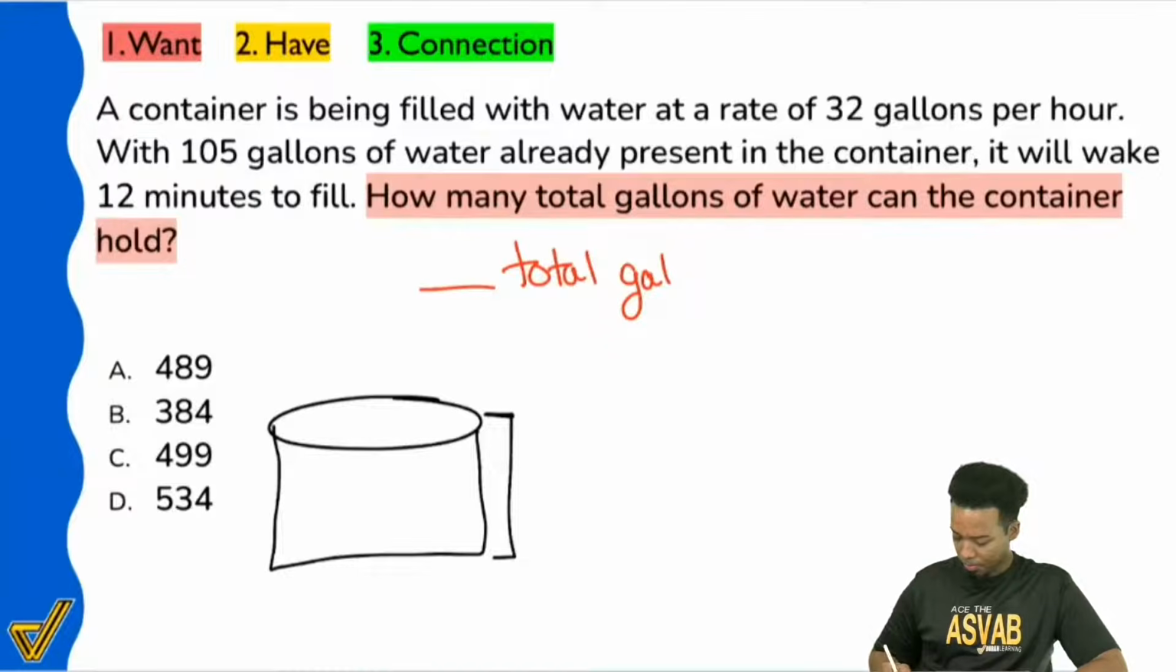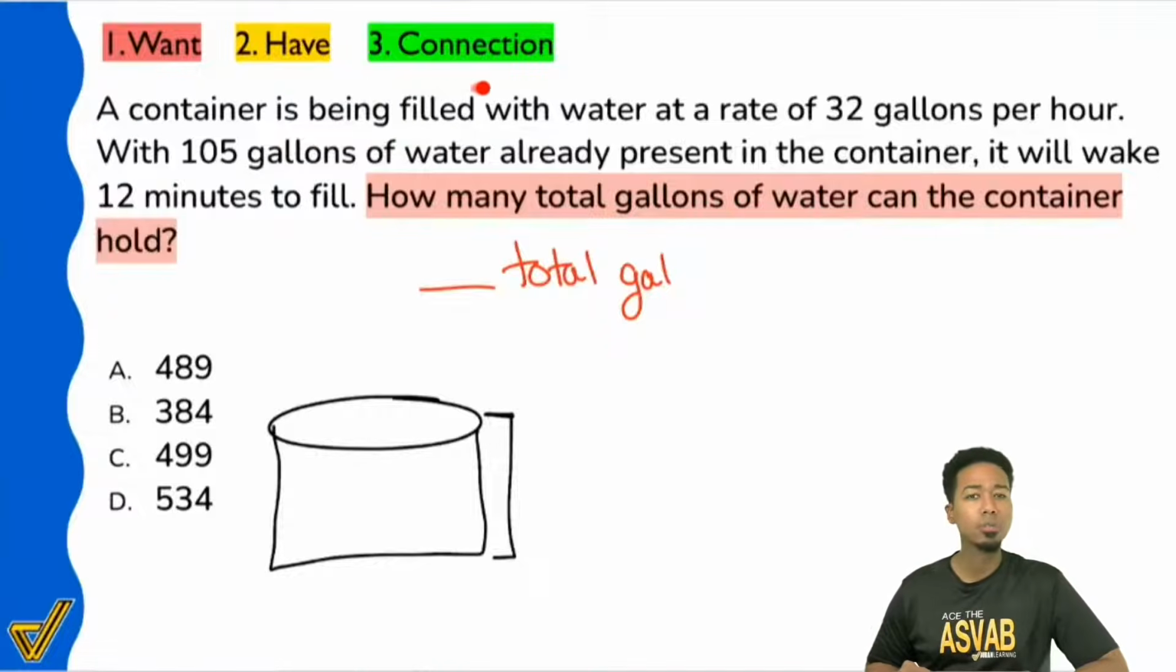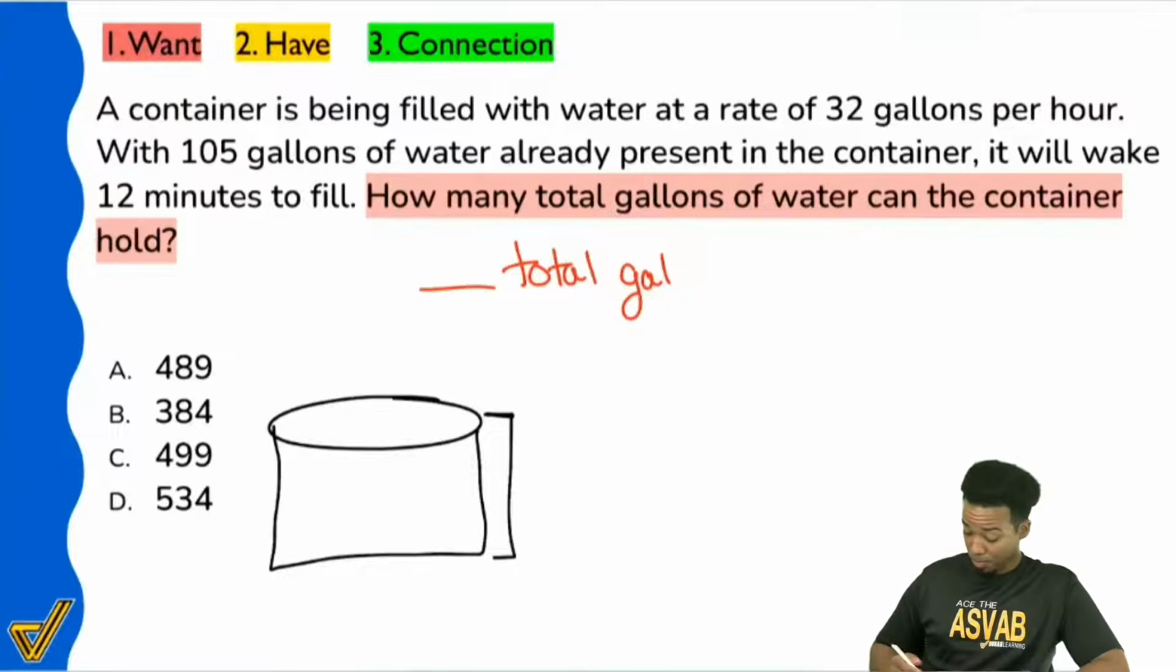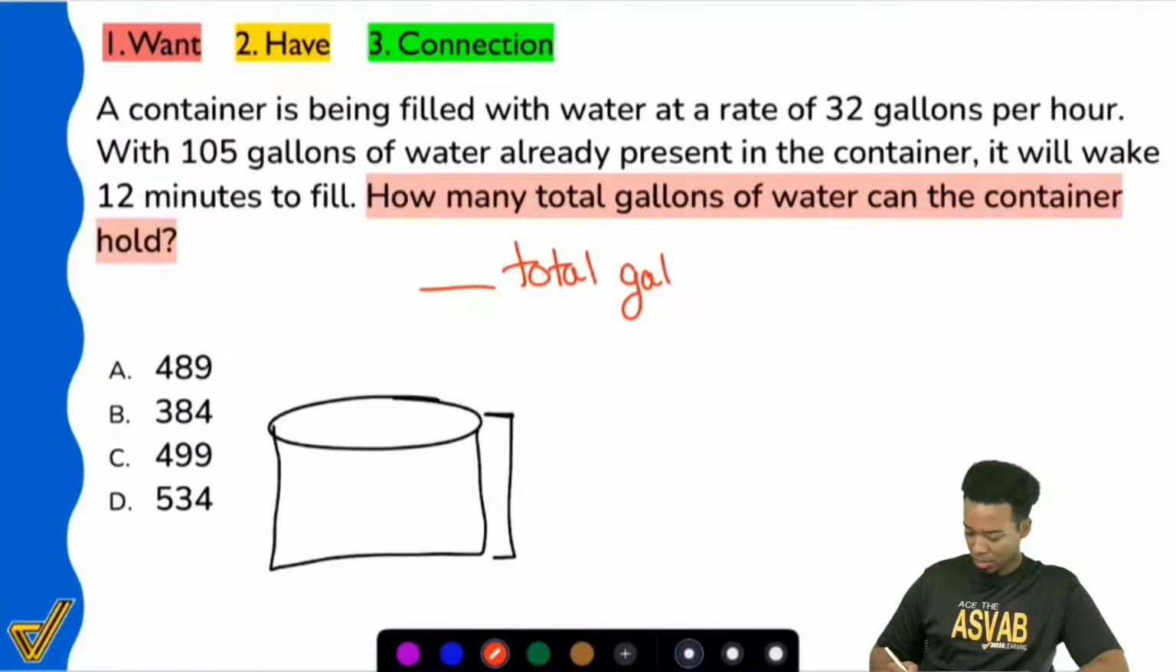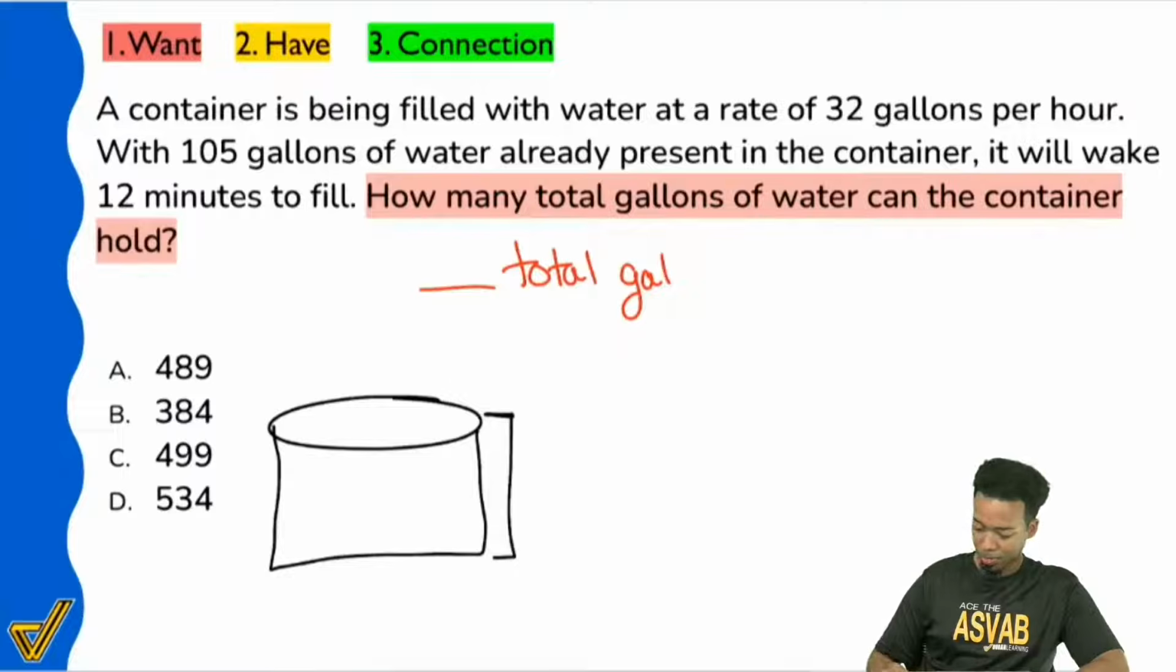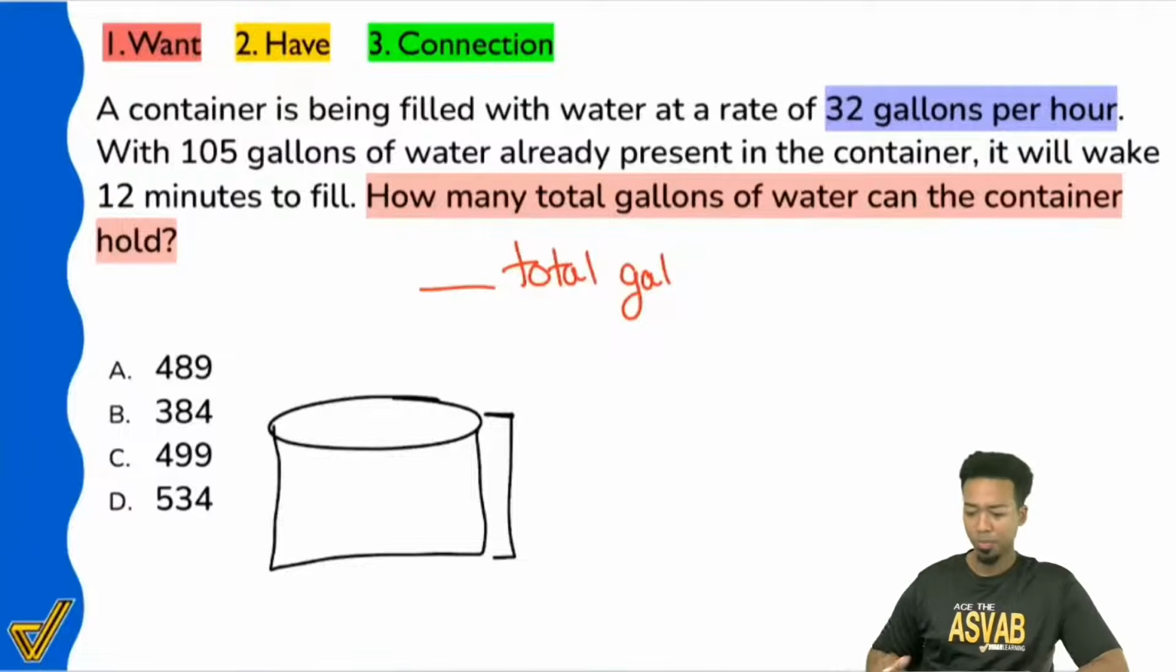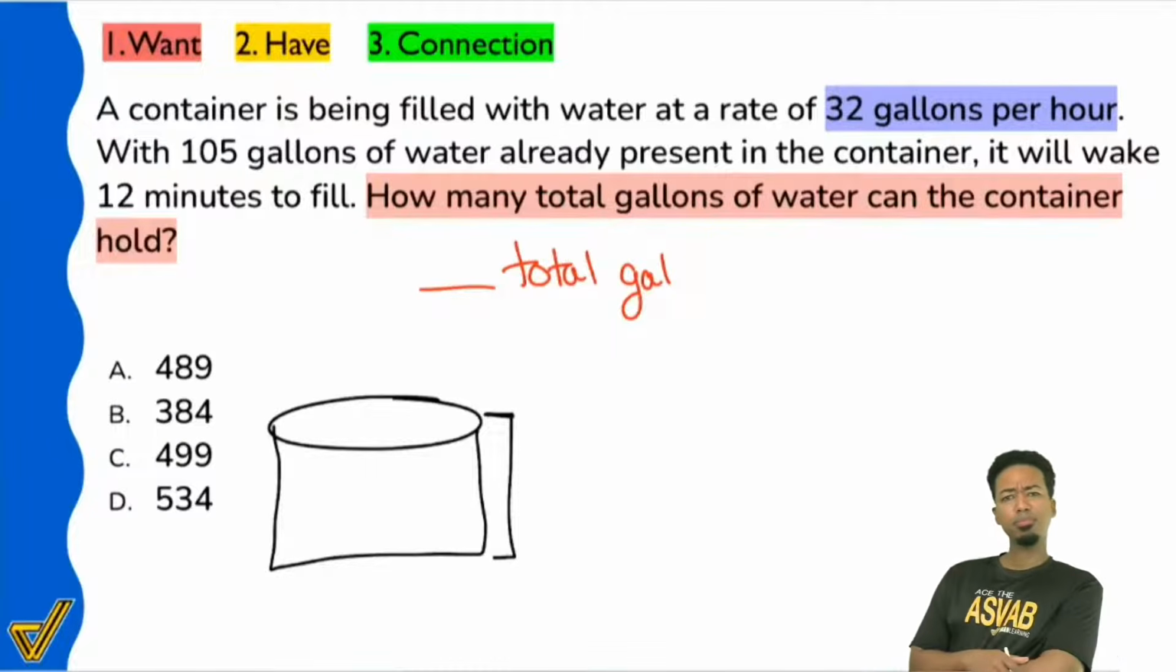Well, what we see here is, hey, a container is being filled with water at a rate of 32 gallons per hour. Oh, everybody, what kind of a unit is that? Can you tell me really quick off the top of your head? What kind of a unit is that?